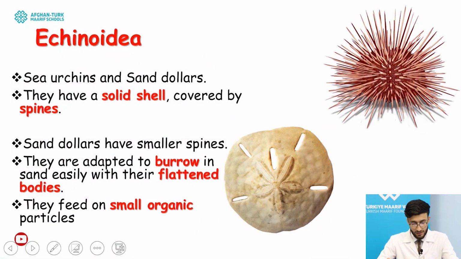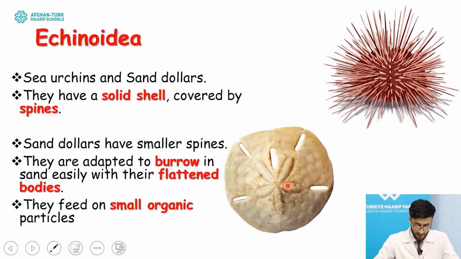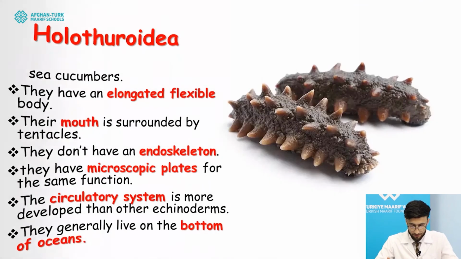Another important class of this big phylum is called Echinoidea. Echinoids are urchins or sea urchins and sand dollars. This is a sand dollar and this is a sea urchin. The sea urchin is covered with a spiny solid shell or spines. The sand dollar has smaller spines. They are adapted to burrow in sand easily with their flattened bodies. They feed on small organic particles.